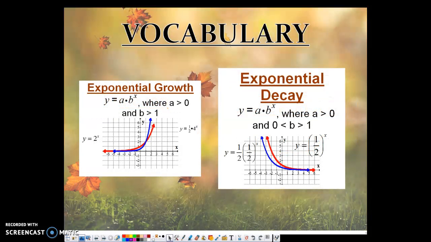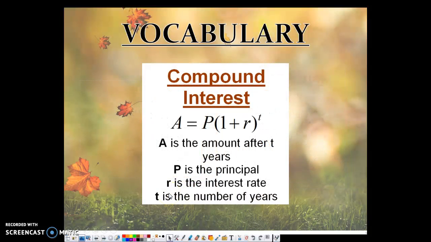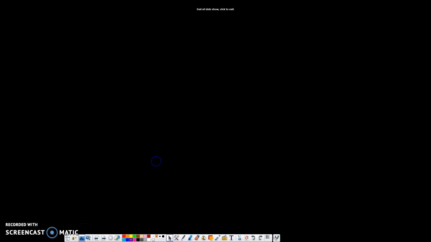Exponential growth is when it starts at the bottom and it grows as it moves along when you read it like a book, okay? Exponential decay is when it starts going down as you read it like a book. Compound interest, this is actually very, very interesting, but we're not going to get into it yet. Basically, it's how you can calculate the interest of money. Okay, it's really, really cool.